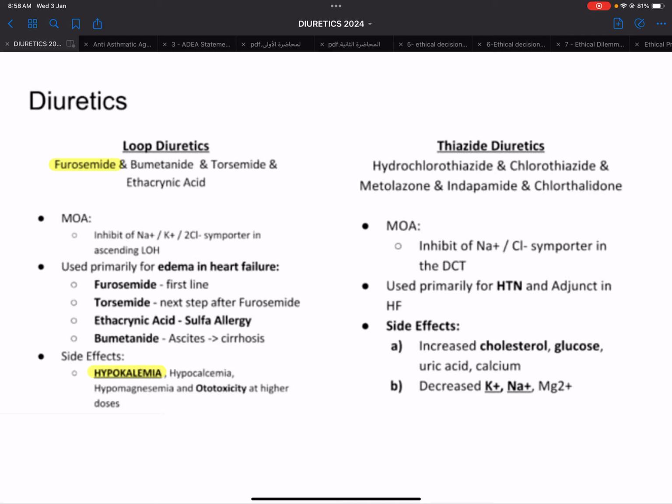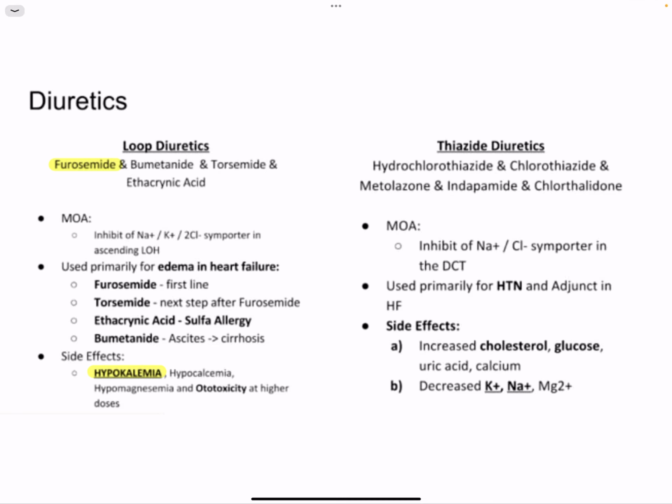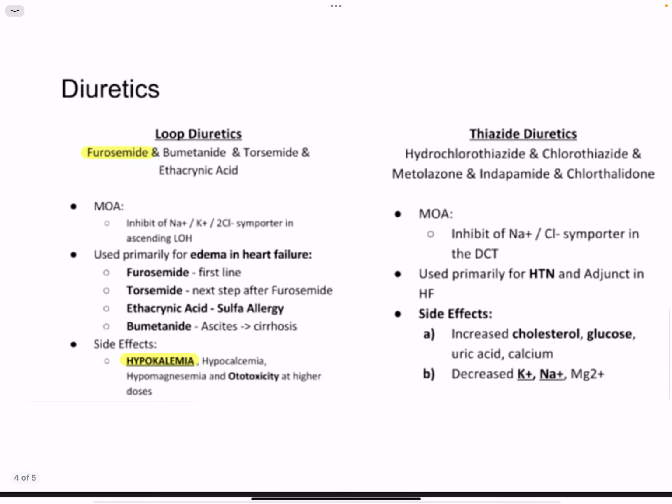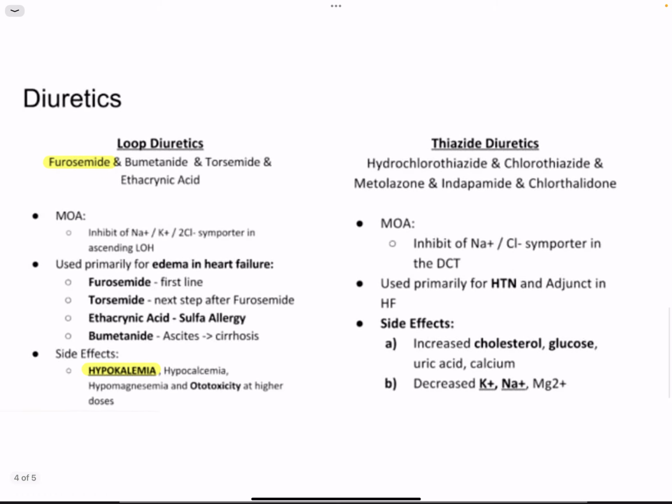Next is thiazide diuretics. There are many names, but we will take only 3 that are important for us. First one is hydrochlorothiazide. Mostly you will see patients using hydrochlorothiazide. Then we have chlorothiazide, then metolazone, then indapamide, and then chlorthalidone. Hydrochlorothiazide, underline it. Chlorothiazide and metolazone, cross them. Second and third, cross.